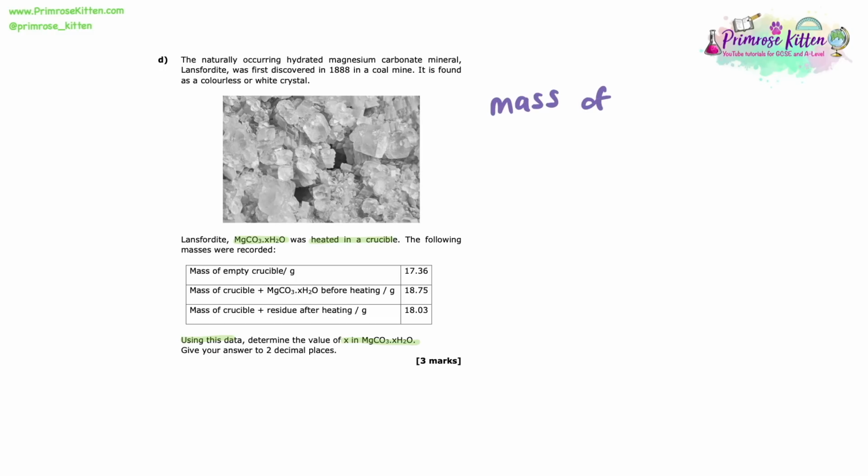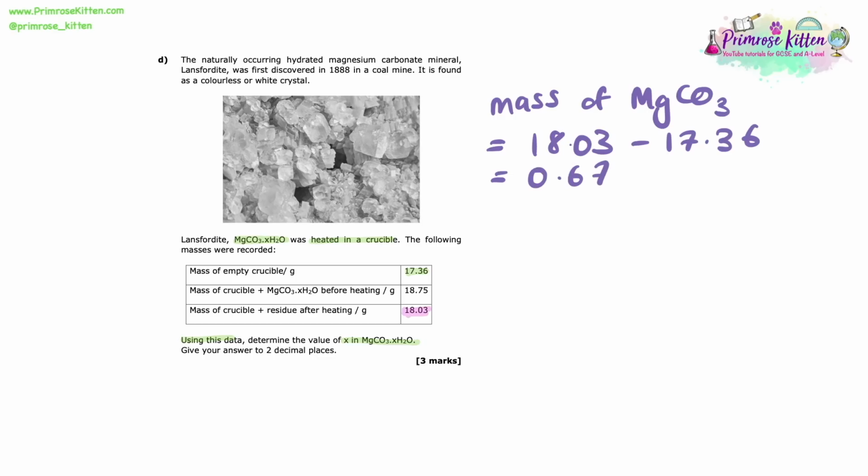So I think the first thing that we should work out here is what the mass of magnesium carbonate is. The way that we can do this is by taking the mass of the crucible and the residue after heating, so once we've heated and removed all of that water, from just the mass of the empty crucible. So here I'm going to do 18.03 minus 17.36. And that gives us a mass for magnesium carbonate equal to 0.67 grams.